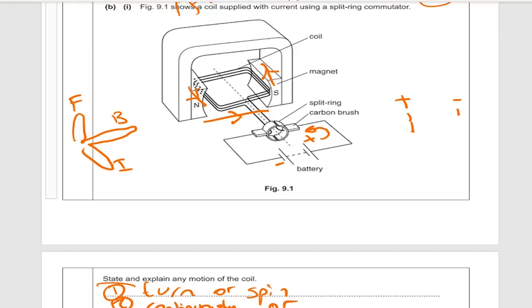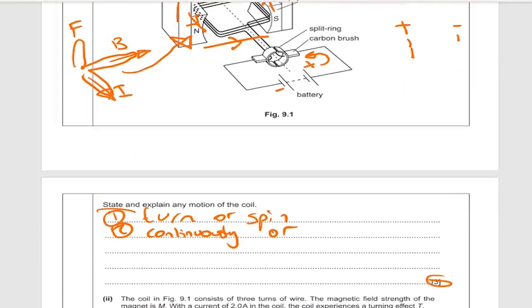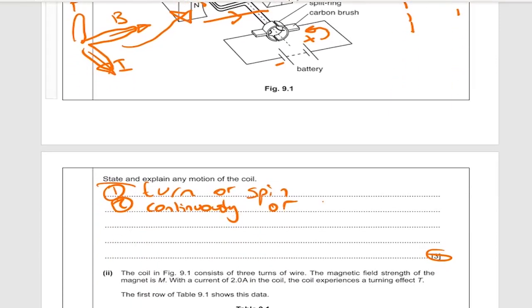And you can see, if I do that, I've lined this up quite nicely with this situation here. I can see that the magnetic field is going that way, and the current is going that way on that side. So the force will be upwards on this side. If the force is upwards on this side, the coil is going to be turning this way, which is clockwise. So here I'm going to say it's going to turn clockwise.